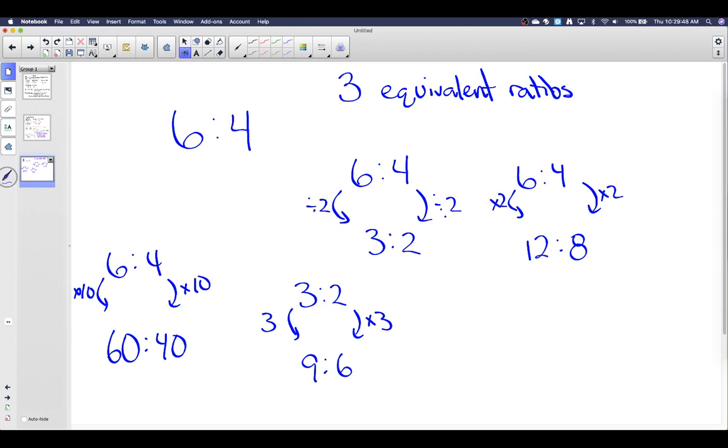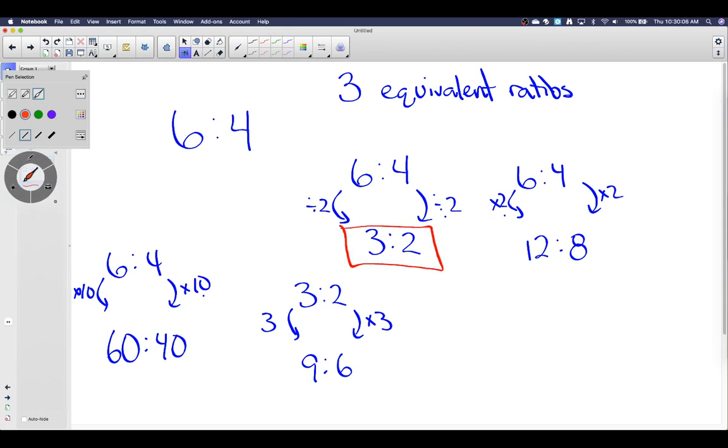And you can probably see here that I've picked all sorts of different things. I divided by 2, I multiplied by 2, I multiplied by 10. I could have multiplied by 5 or 6 or 7 or 8 or 9 or 1,000, or I can really come up with as many equivalent ratios as I want. Now, there is only one way to get down to lowest terms. This first one that I gave you is that equivalent ratio in lowest terms, but there are lots of different things I can multiply by.